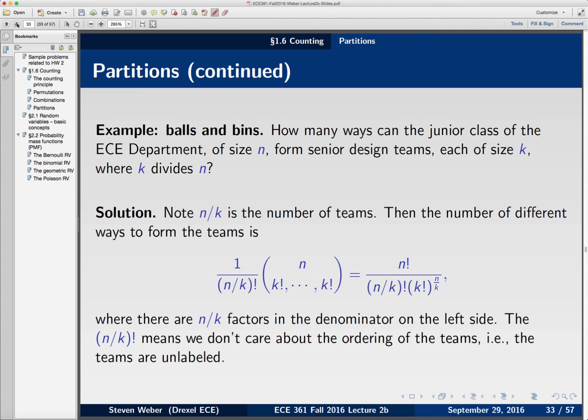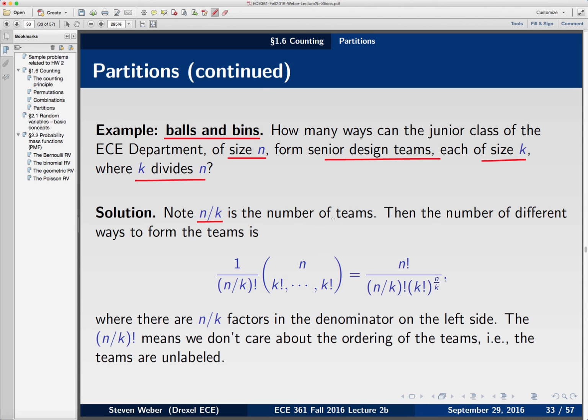A second combinatorial principle for which partitions are useful is this notion of balls and bins. In this example, let's consider the junior class of the ECE department, which we suppose to have size n. And this class is responsible for forming senior design teams in their senior year, and each team is to have size k. Typically here k is 3 or 4. We'll suppose, to keep things simple, that k divides n. That is, n is a multiple of k. If n is a multiple of k, then n over k is the number of teams. For example, if n equals 60 and k equals 4, we will have 15 teams.